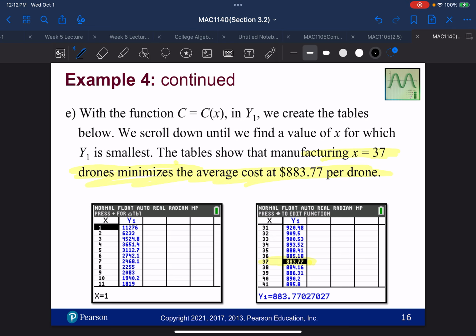All right, and this is the end of 3.2. And you should be seeing 3.3 soon, by the end of today.